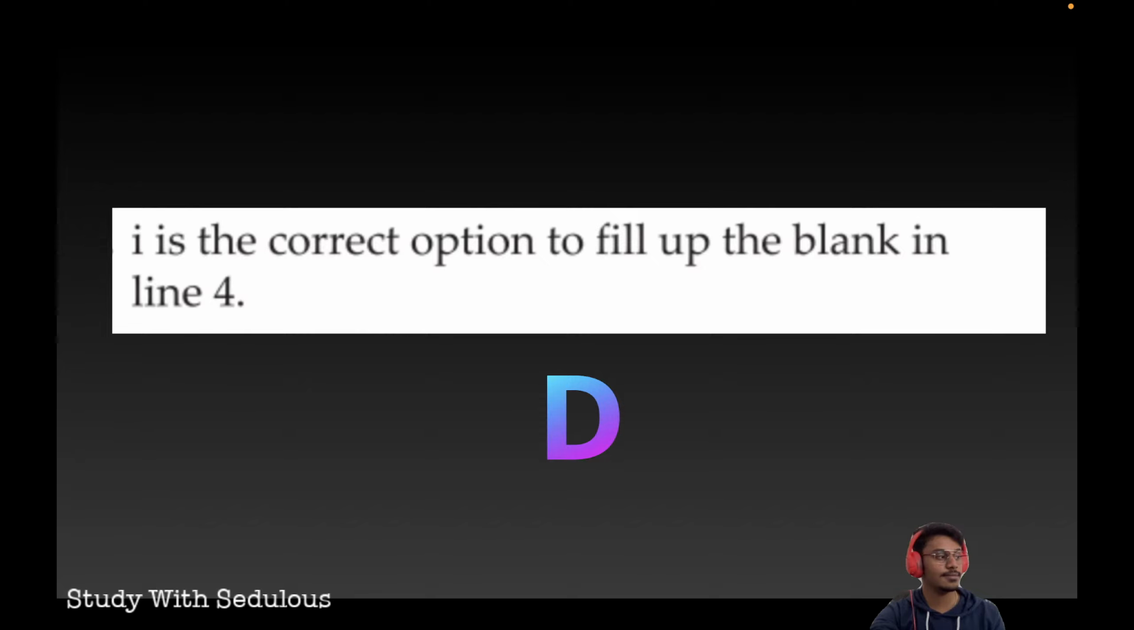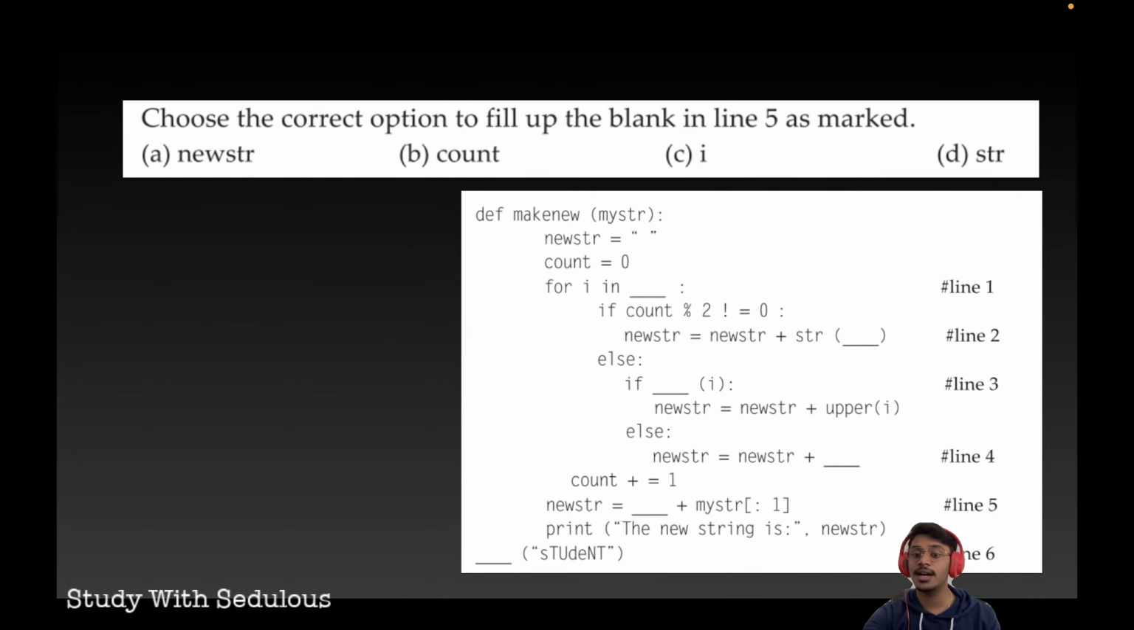Marked with 5: new string is equal to dash plus my string from start to 1. What should it be? Is it i, new string, count, string? Count we have used, i we have used, string we have used. What would we not use? We didn't use new string. So it should be A, new string. New string is new string plus my string till the ending of 1. So it will be A.